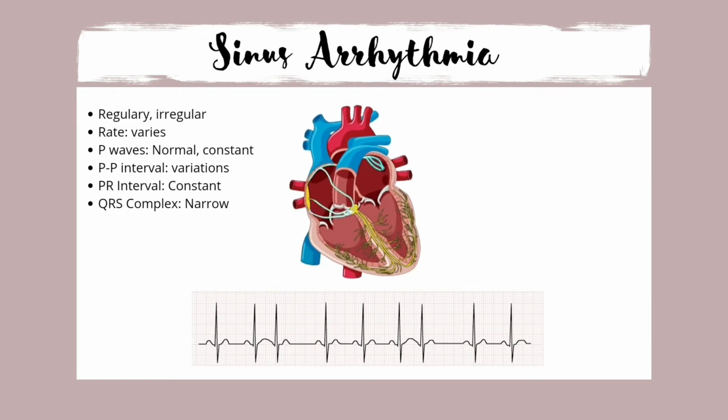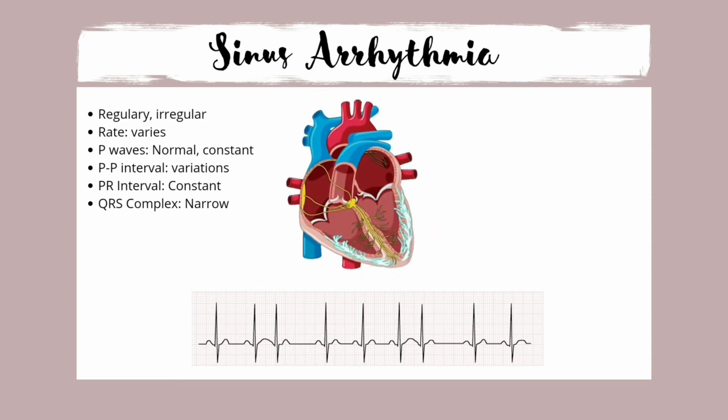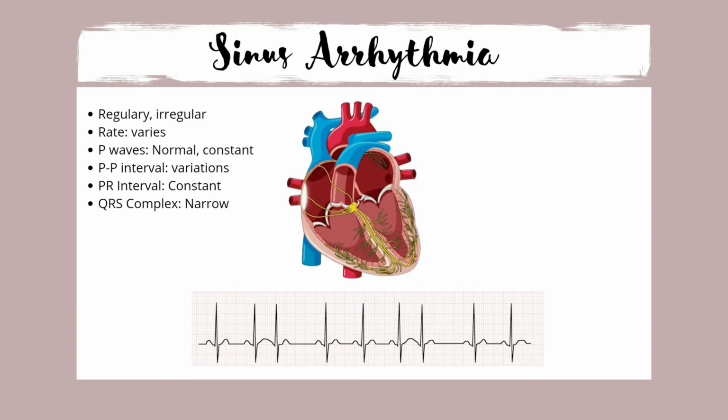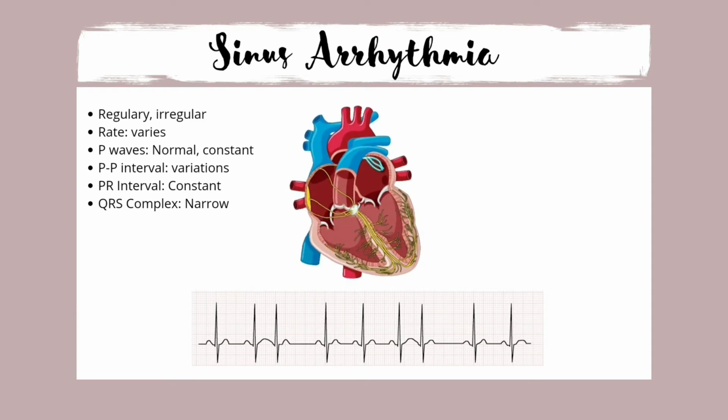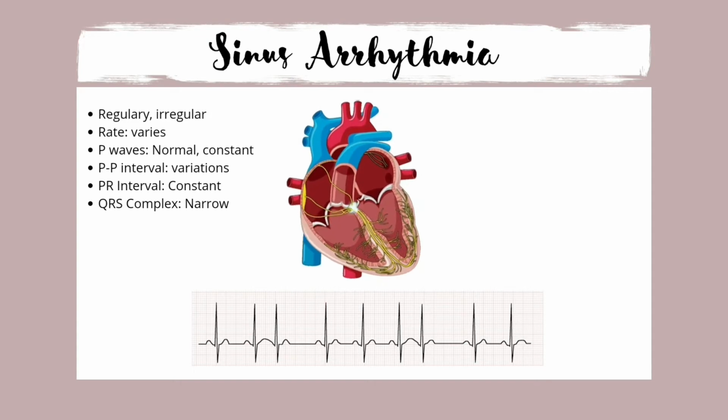Constant PR interval. Causes can be respiratory, where the PP interval lengthens and shortens with inspiration and expiration. Non-respiratory, where the process occurs seemingly for no reason. Sometimes seen in association with complete heart block.